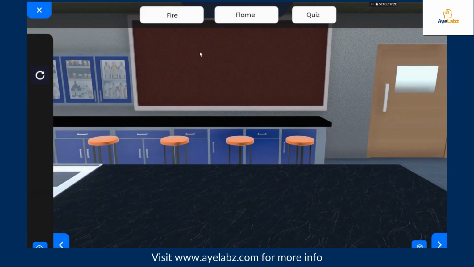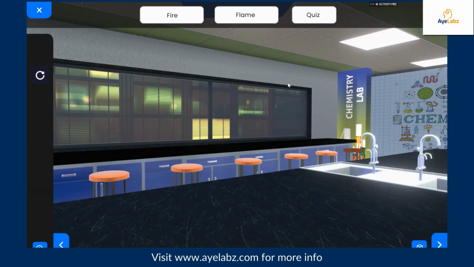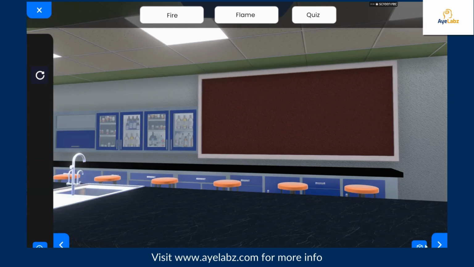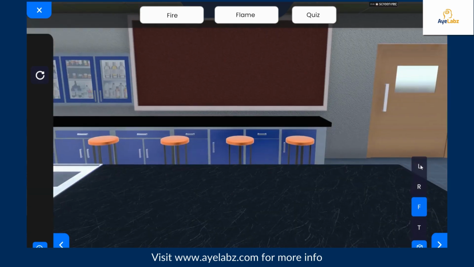Here we have three parts in this simulation: fire, flame, and quiz. Before getting into the concept, I would like to show you the different angles of view of our chemistry lab. By using your mouse cursor, by click, hold and drag, you can view that from many different angles. Also, you can click on this bottom right button to view that from 4 different angles: T for top, F for front, R for right, and L for left.